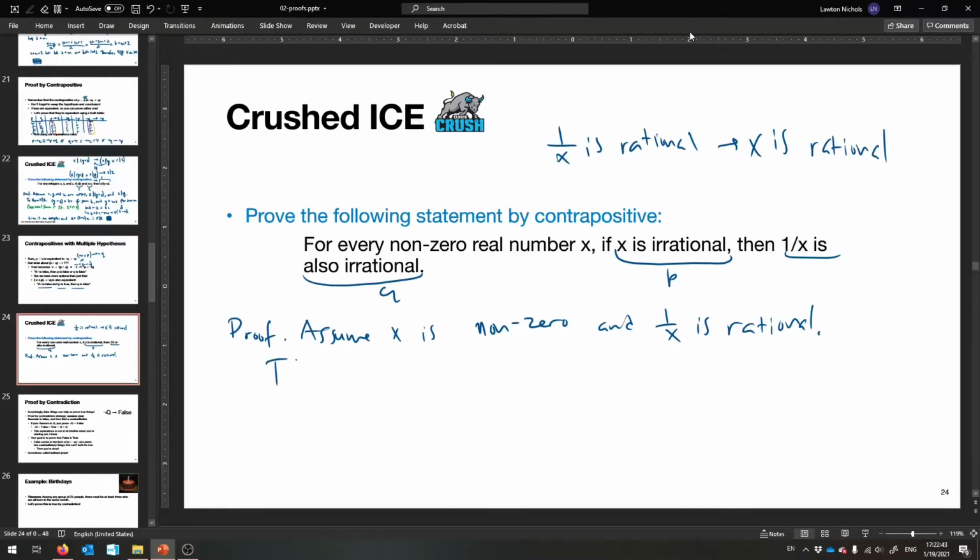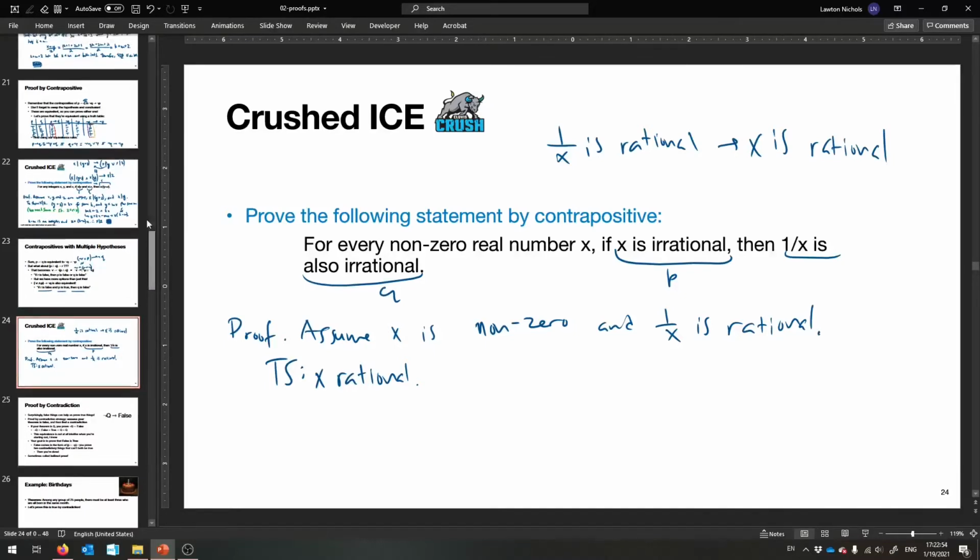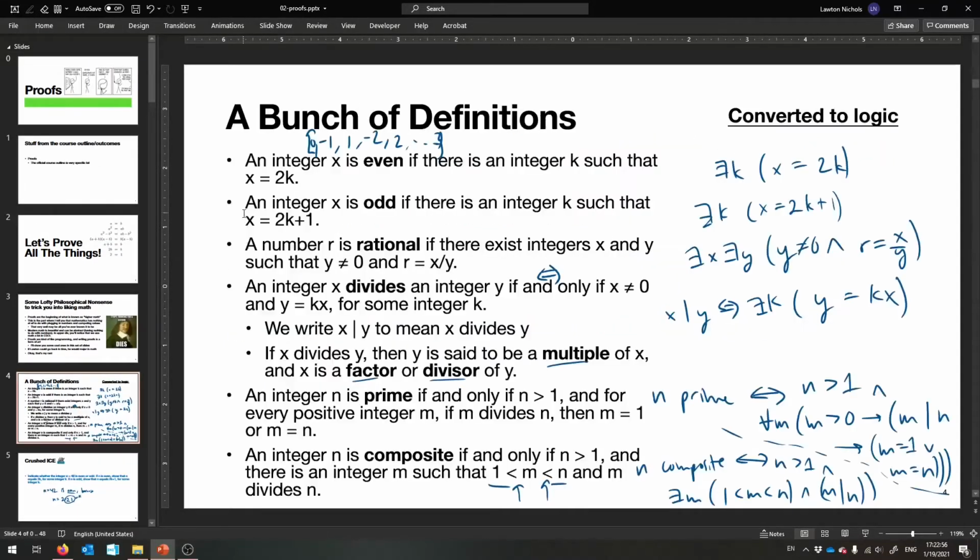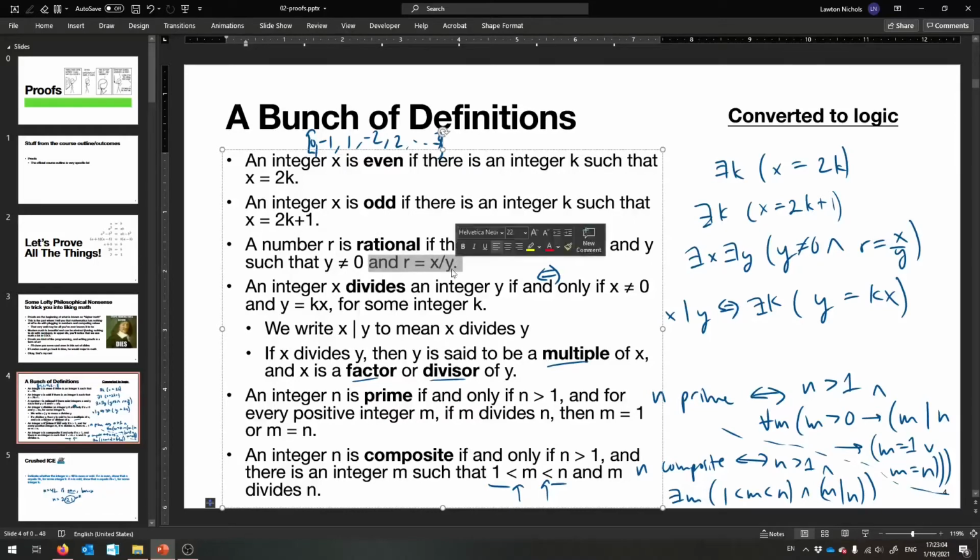Okay, so to show: x is rational. It's like a comment to ourselves again. So what does it mean for something to be rational? Let's go on up here to our handy dandy definitions. A number is rational if there are two numbers, the bottom one can't be 0, such that your number equals the first number over the second number. Okay, so there's a ratio between things. So your number r equals some number over a different number. Yeah?